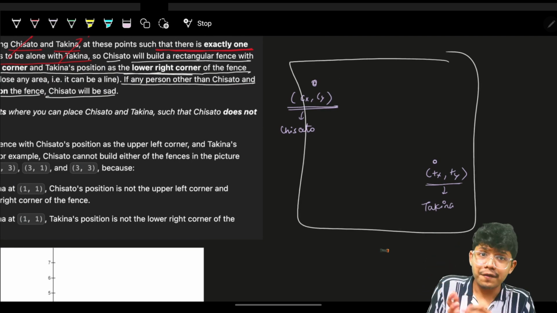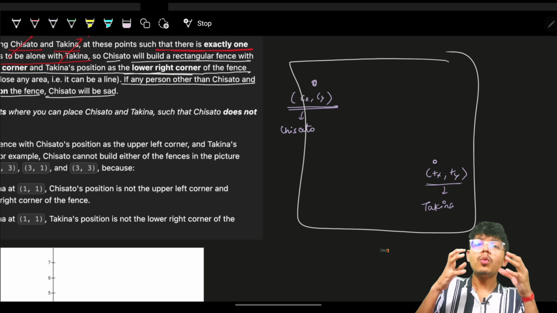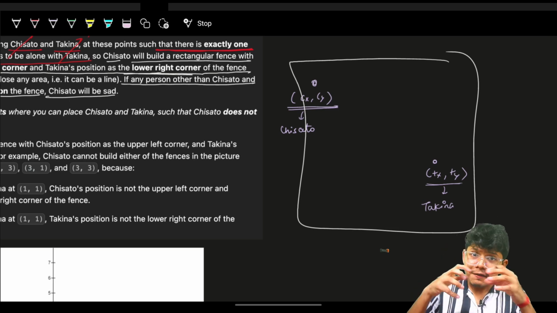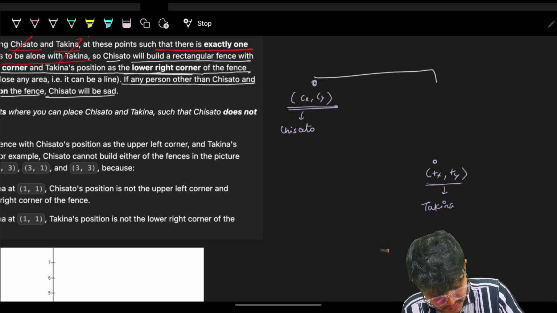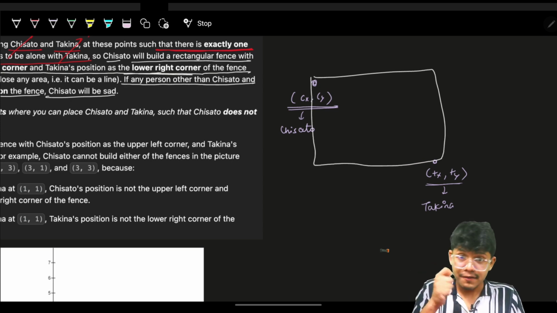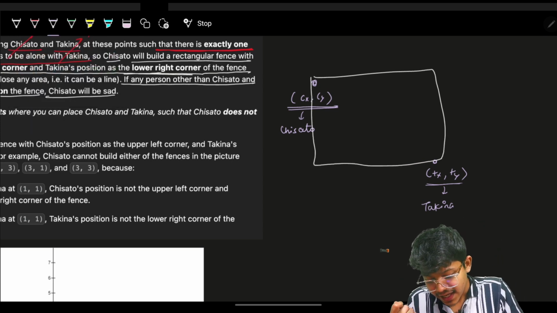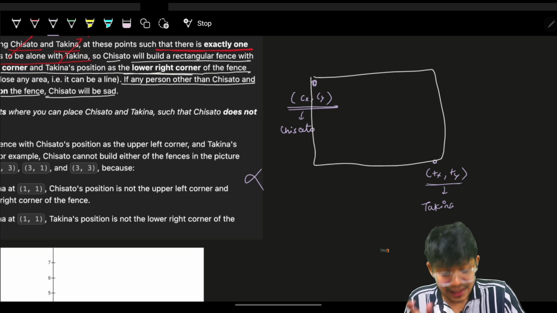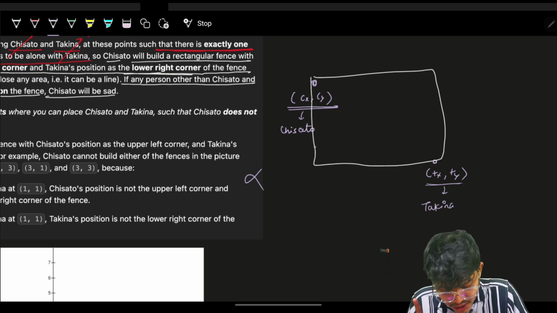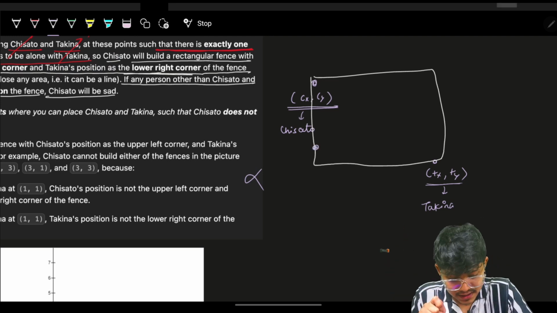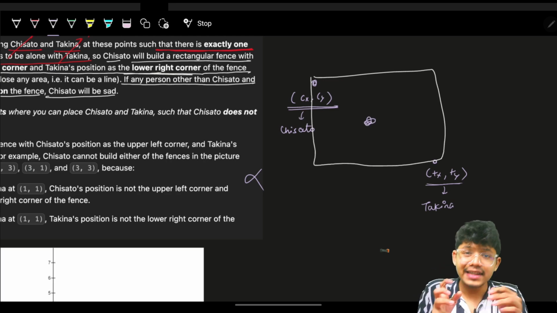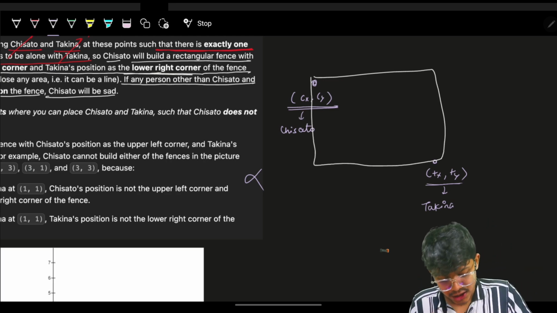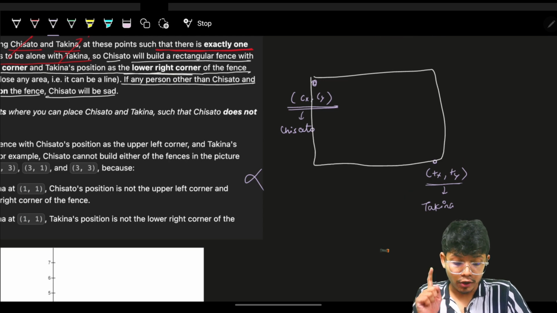Imagine C as a boyfriend and T as a girlfriend, so they want to be alone and they will form a box. When they form a box, they want any other point to lie outside. So no other point should lie on the fence which they have made or inside their box. They should be alone in this area and also on this fence. This is what the problem is saying.